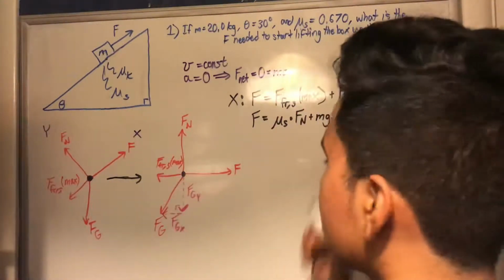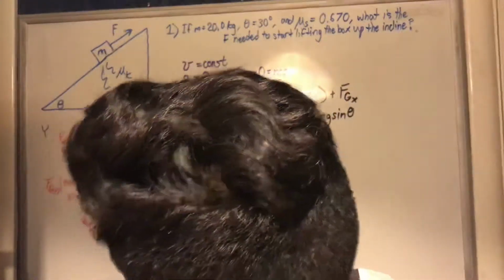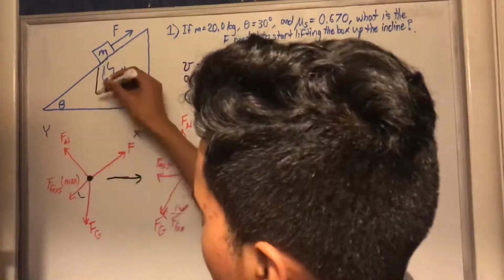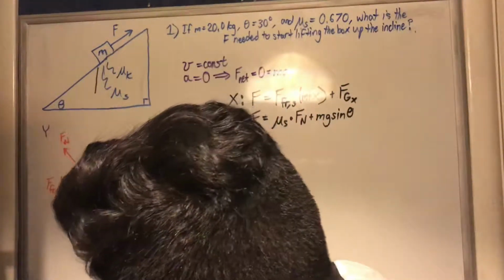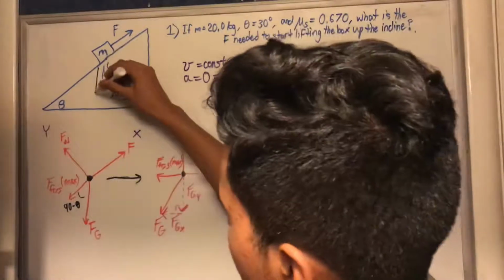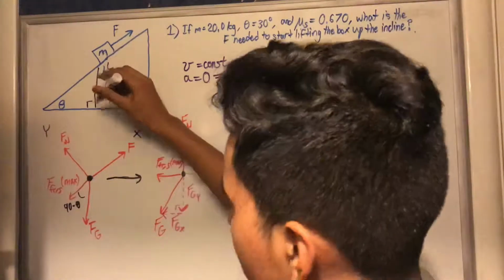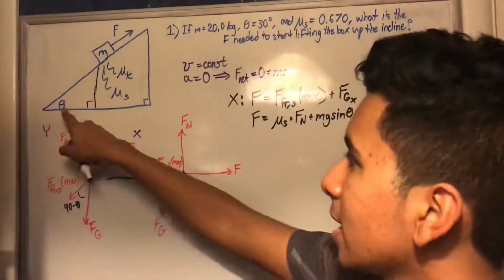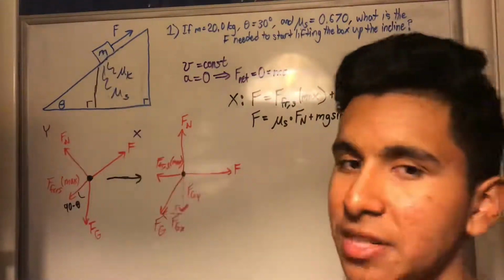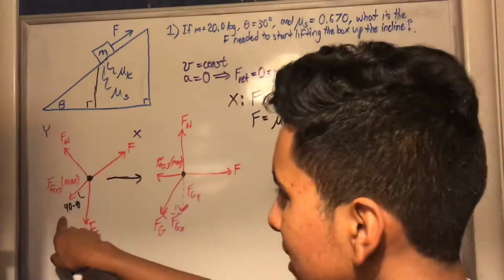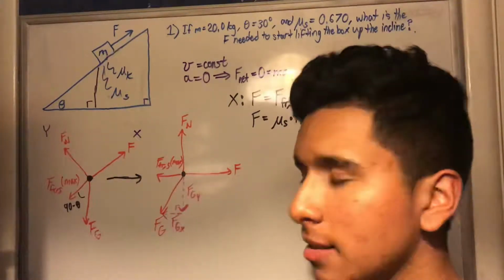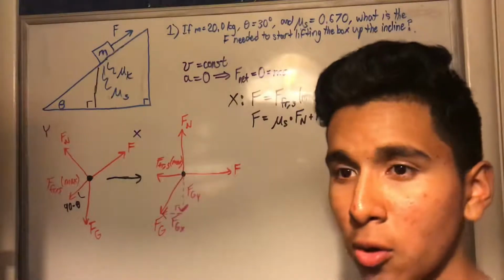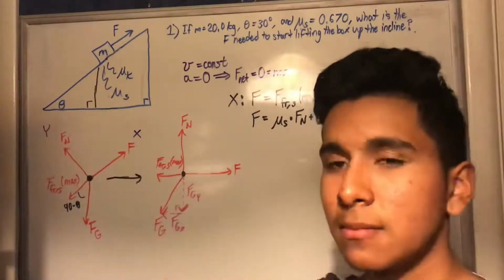The reason that this is mg sine theta is because this angle right here is not theta. It's actually 90 minus theta. The reason that's 90 minus theta is because this right triangle has to equal 180 degrees. We know that this is 90 degrees. So that means that this angle plus this angle have to equal 90 degrees. Theta plus 90 minus theta will equal 90 degrees. That's how we know that this angle is the complement of this angle, or in other words, 90 minus this angle.